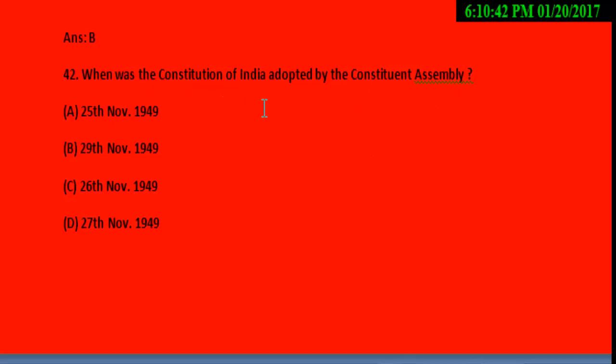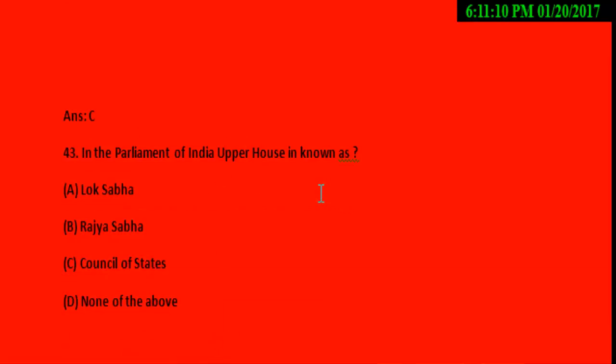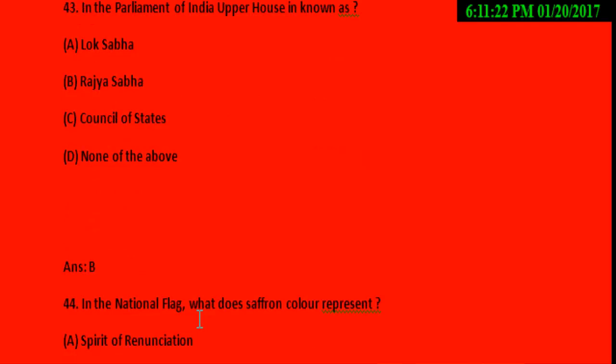When was the Constitution of India adopted by the Constituent Assembly? It was 25th November 1947, 29th November 1949, 26th November 1949, or 27th November 1949. So answer is C, 26th November 1949. Next question for you. In the Parliament of India, the upper house is known as Lok Sabha, Rajya Sabha, Council of States, or none of the above. B is the right answer. Upper house, Rajya Sabha.